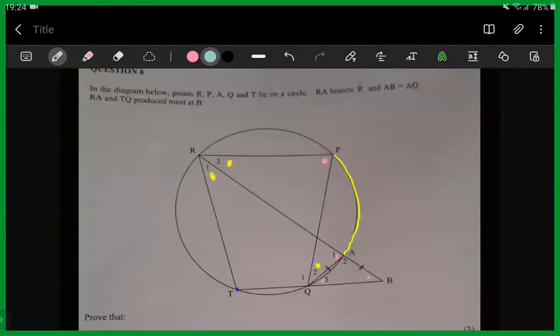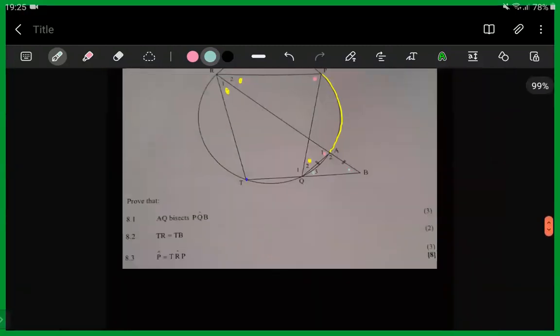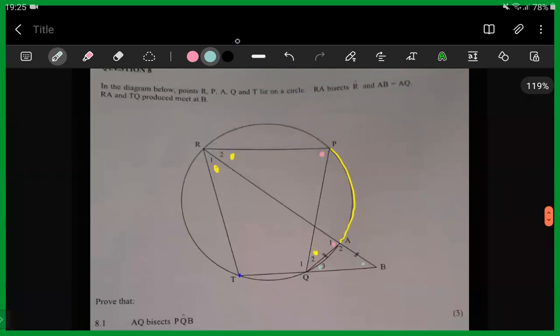What else now? RA and TQ. There's RA here, and then there's TQ there. They said both of these lines meet at B. So for 3 marks, they want us to prove that AQ bisects PQB. So all we have to do is to prove that the yellow dots are equal to the blue ones here.